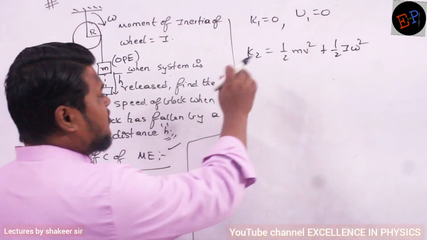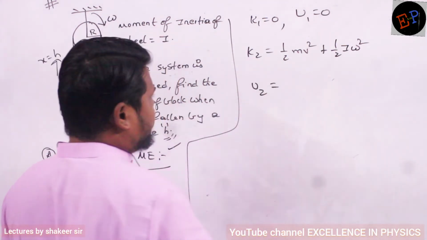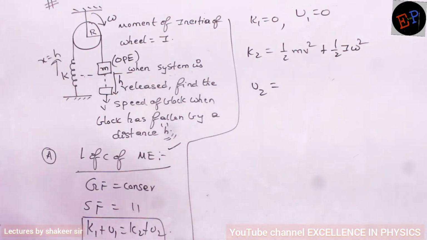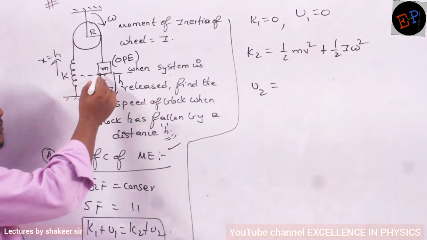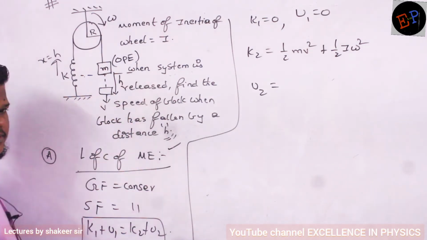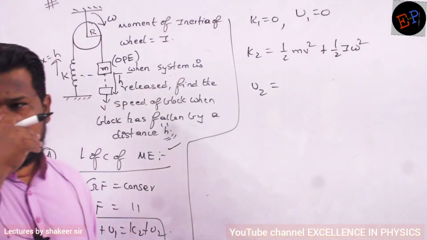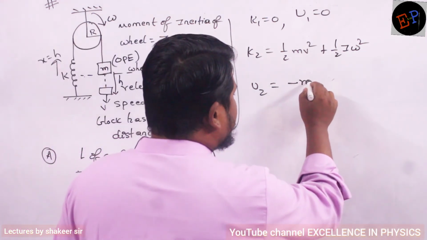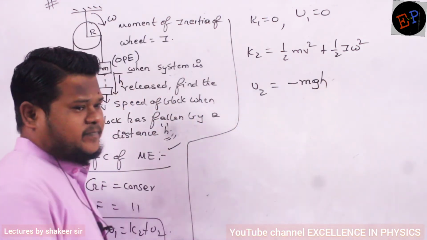Okay. What about final potential energy U2? Minus mgh. For which body? For the mass. So this has fallen by a height of h. So it has covered negative distance, so potential energy also will be negative. So therefore minus mgh.